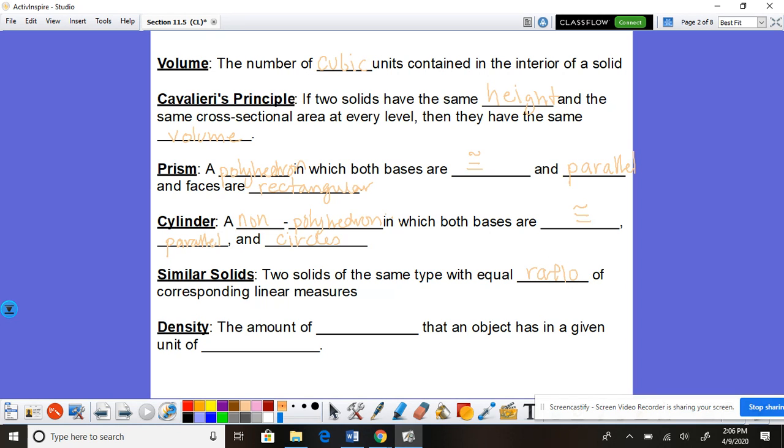Dealt with those before. And then density, for those of you in chemistry, you may have done this, the amount of mass that an object has in a given unit of volume. Some of you might know that the equation to find the density is density equals mass divided by volume. We'll do an example problem here in a minute with that.